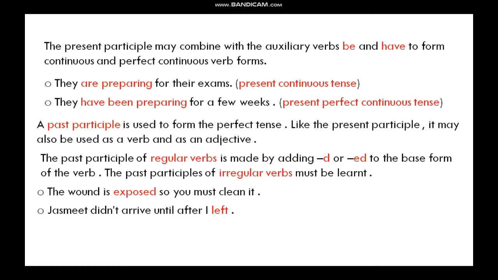The past participles of irregular verbs must be learned. लेकिन जो irregular verbs होते हैं उनके past participle को हमें याद करना पड़ता है. For example, the wound is exposed, so you must clean it. In this sentence, the word exposed is an example of past participle form of verb, and it is a regular verb, so it is used here expose plus d. So it will be exposed, means third form of verb, or you can say past participle form of verb. And in the next example, Jasmeet didn't arrive until after I left, means it is an example of irregular verb. So you will have to learn these kind of verbs. And left is an example of past participle form of verb.